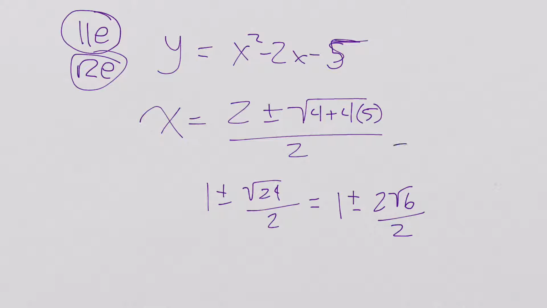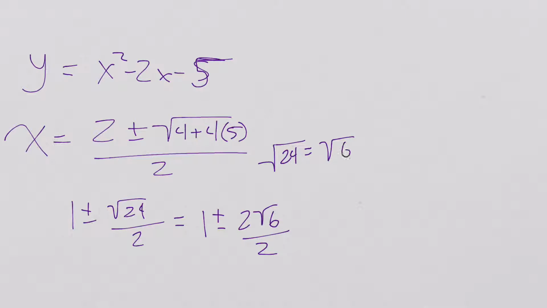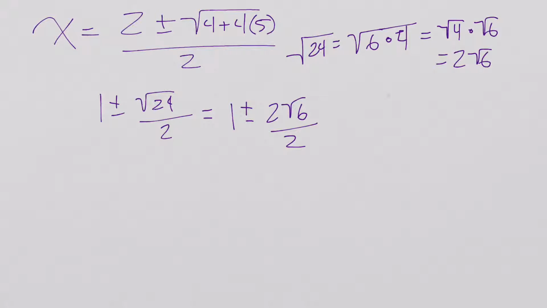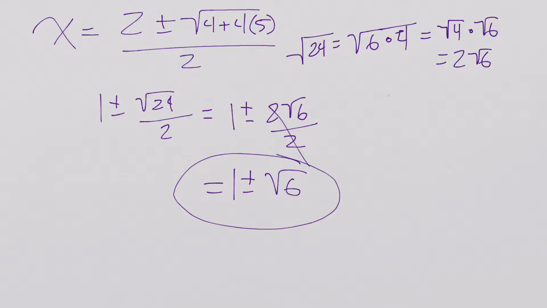So what I'm doing is I'm taking the 24 and I'm writing it as the square root of 6 times 4, because 6 times 4 is 24, and I can split that up into the square root of 4 times the square root of 6, and the square root of 4 is 2, so I get 2 root 6 in that way. Then my 2's will cancel, so I'm left with 1 plus or minus the square root of 6 as the solutions to this.